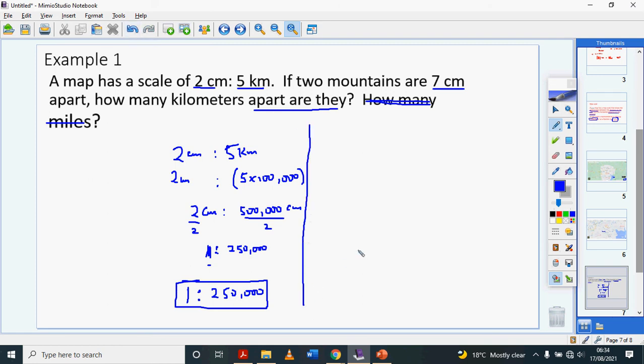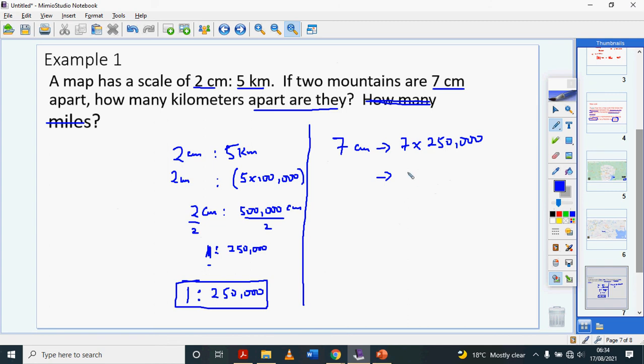Alright, so next part is trying to solve this question. 2 mountains are 7 centimeters apart. So if 1 centimeter on the map is 250,000 centimeters on the ground, then 7 centimeters on the map will simply be 7 times 250,000. So I'll multiply that on my calculator, and that's my answer in centimeters. Then I'll have to change it back to kilometers, which is something you guys can do very well. So I hope you're doing this exactly in your book.